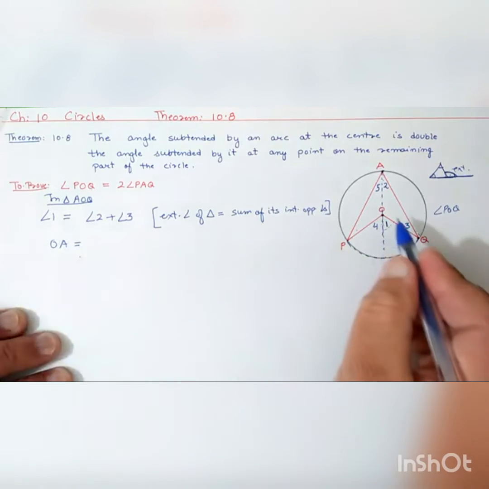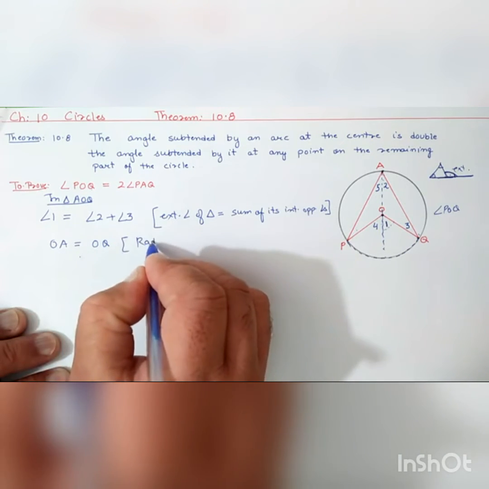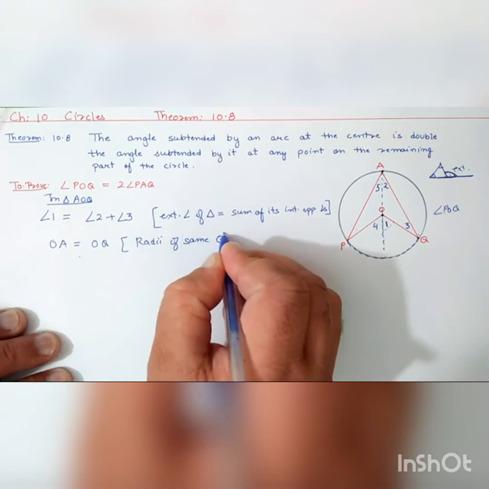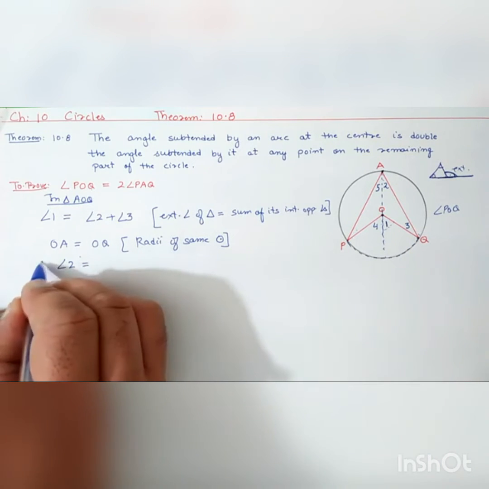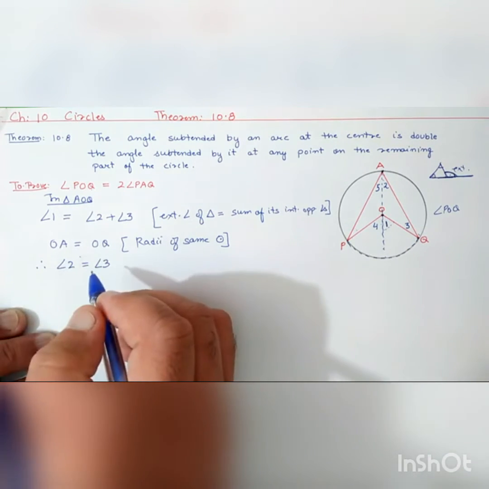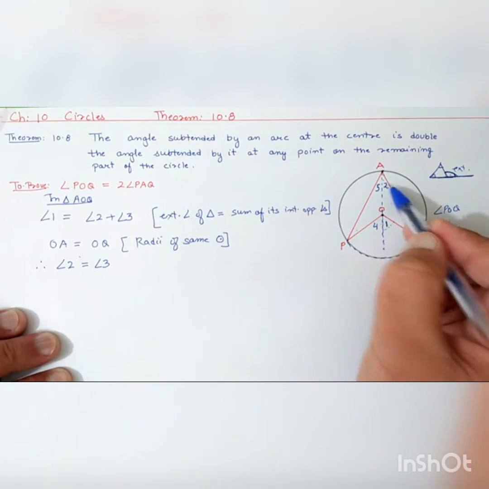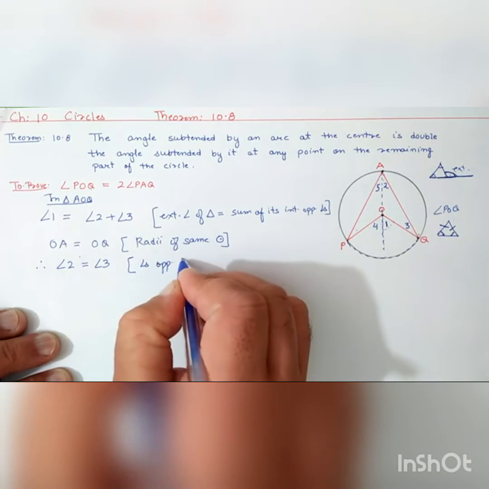Now next we can see that OP is the radius, OA is the radius, and OQ is the radius, because from the center it is touching the circumference of the circle. So they all three form the radii of the circle. Now considering triangle AOQ, OA equal to OQ, and in the bracket we write radii of the same circle. Understood? OA equal to OQ.